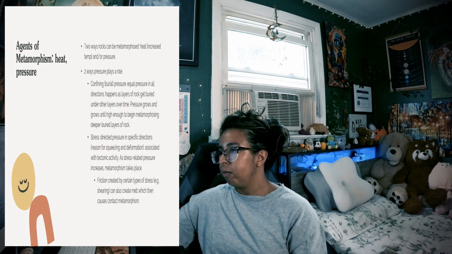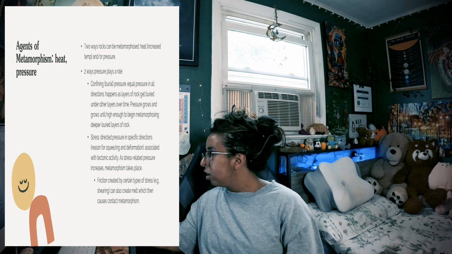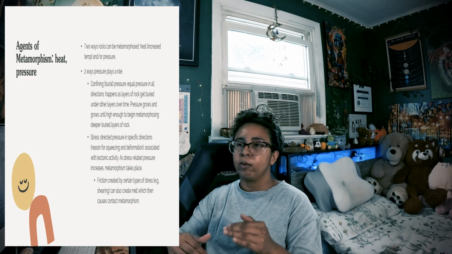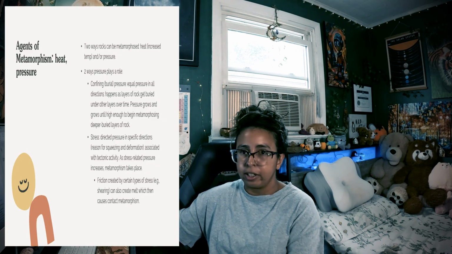It's usually associated with mountain building as rocks are being squeezed, crumpled, and stretched while tectonic plates come together. So it's basically as stress-related pressure increases, metamorphism takes place, incredible heat and pressure is being pushed inward, so you start seeing metamorphism of those rock layers. Friction created by certain types of stress like shearing can also cause melt, which then causes contact metamorphism. So different kinds of metamorphism can occur in the same general area at the same time, or over different times. Contact metamorphism could happen in a place that's already undergone regional metamorphism because of something that happens like magma rising. Just letting you guys know that.